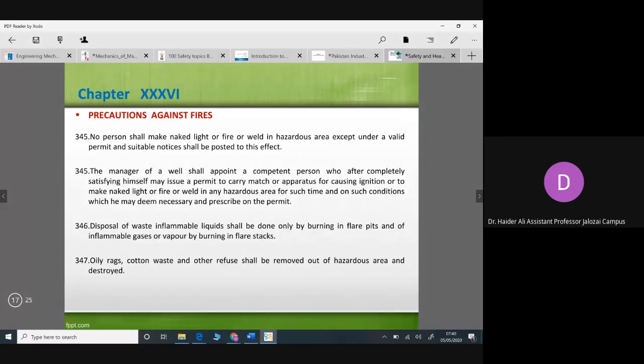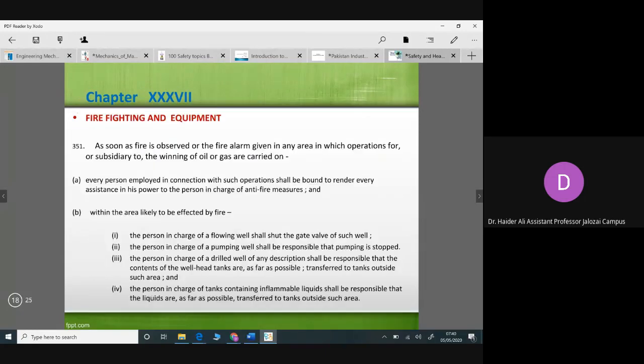So, some precautions against fires in the oil and gas industry. No person shall make naked light or fire or weld in a hazardous area except under a valid permit, and suitable notices shall be posted to this effect. So you can see that this is telling how you should be acting around an oil and gas industry.